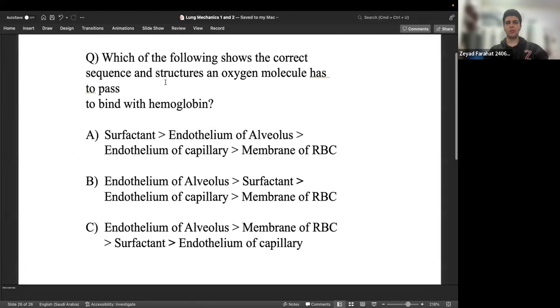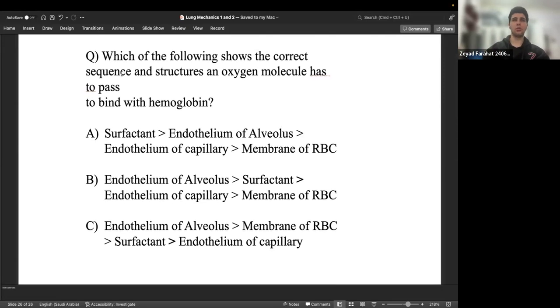Which of the following shows the correct sequence and structure an oxygen molecule has to pass through to bond with hemoglobin? So this is not really covered. I wanted to leave it here when I put the question, because this is not really shown well in the lecture, I suppose. But generally speaking, the lecture would have to go through it.